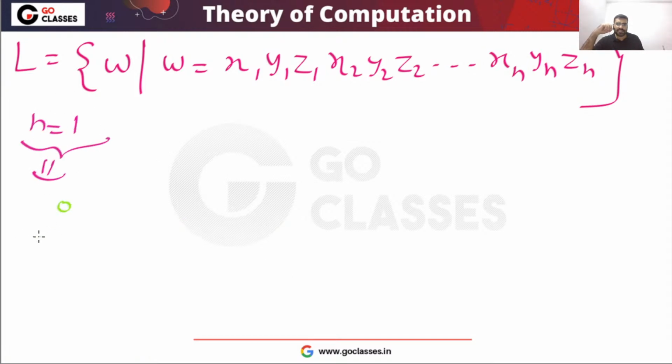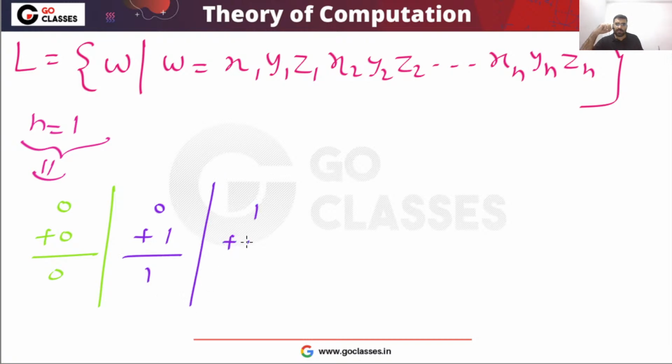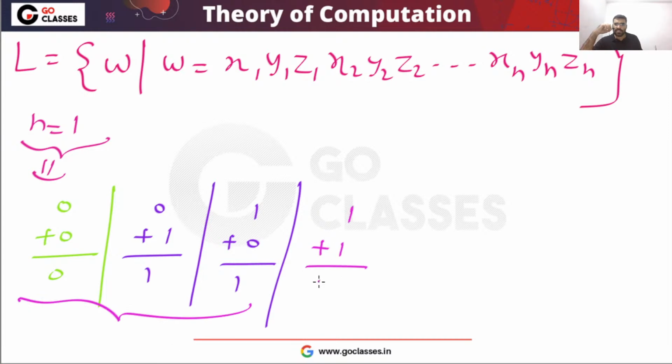I will get these strings. 0 plus 0, addition is 0. 0 plus 1, addition is 1. 1 plus 0, addition is 1. These strings I will get. This is what I will not get: 1 plus 1. This will be 1 0, and because of this, there will be nothing. This does not belong to language L.